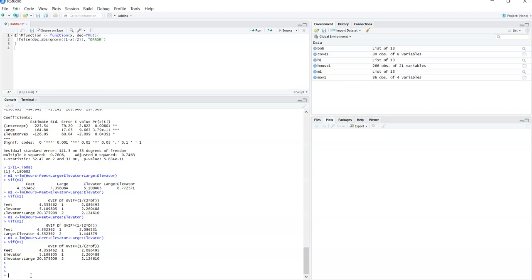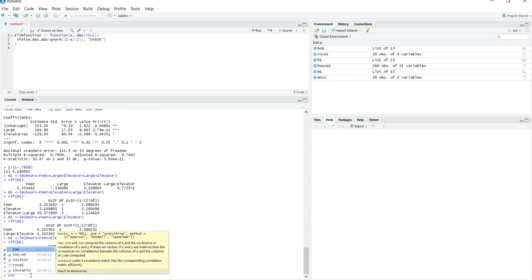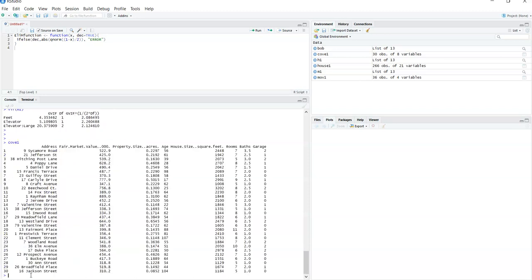I would have done large elevator in feet and predicted hours. I think I would have been happy with that, just like my previous video. All right, so let's look at another data set, like the Cove1 data set. The Cove data set is a data set of, it looks like, 30 houses in a neighborhood.